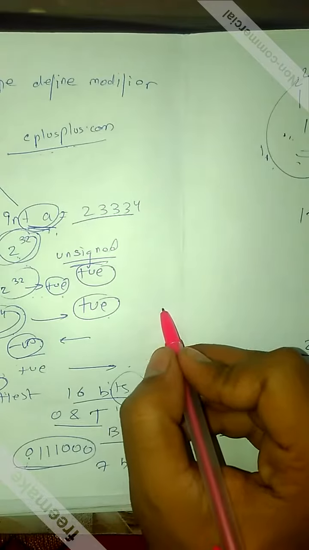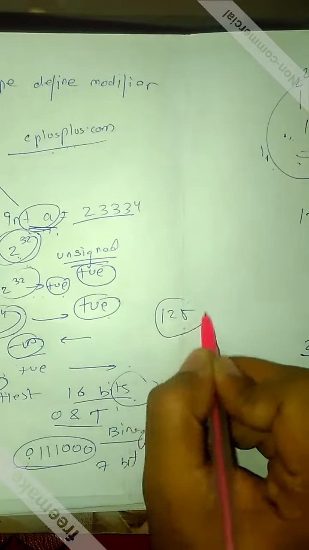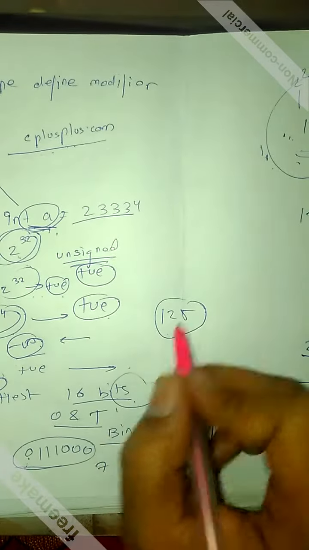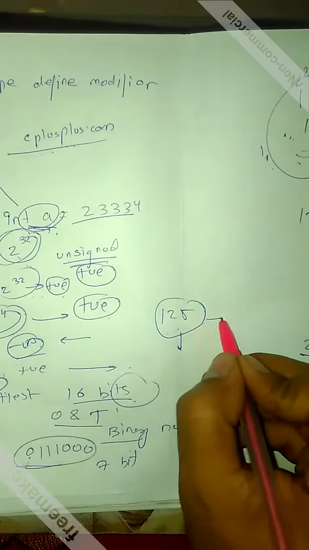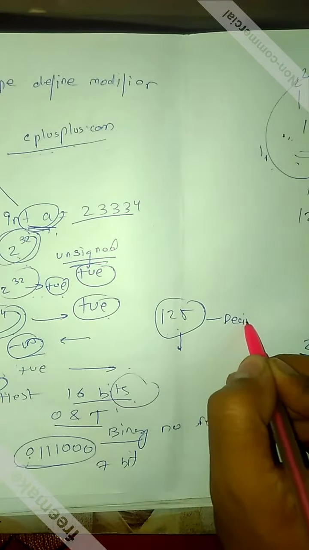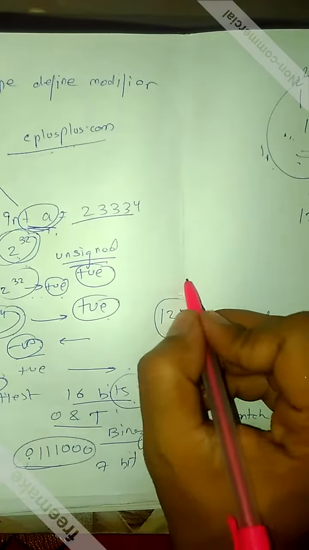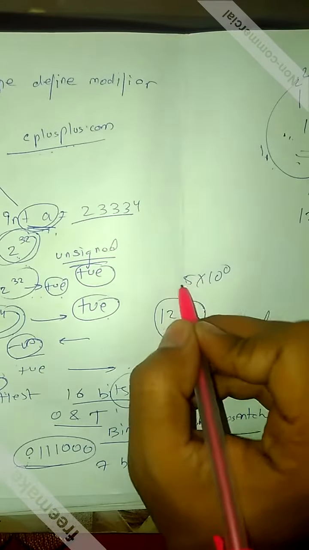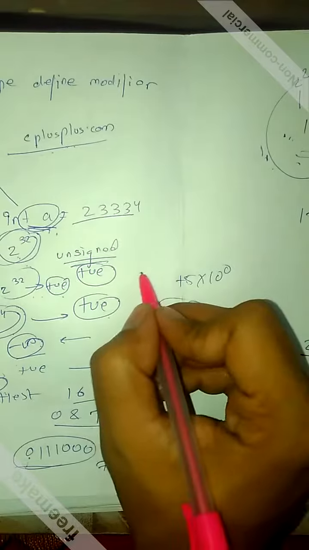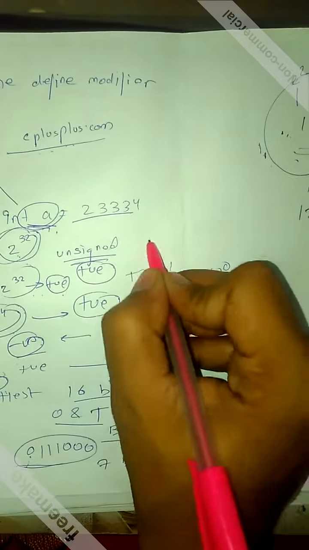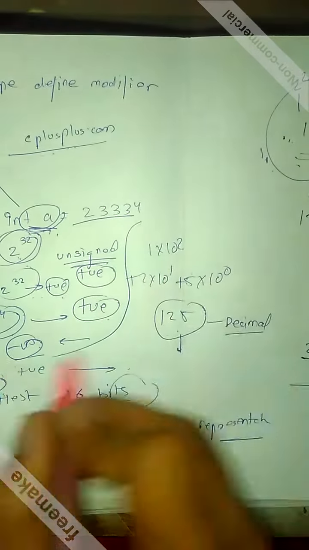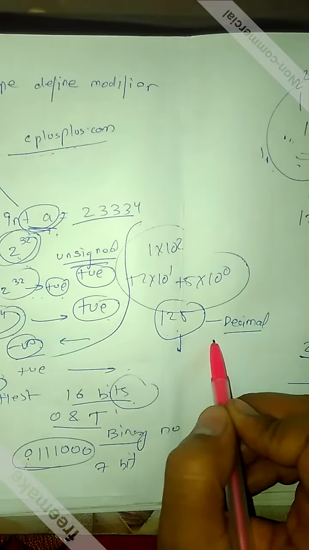For example, if I have a number say 125, then this is a decimal number, correct, because it is in base 10. How is it base 10? It is 5 into 10 power 0 plus 2 into 10 power 1 plus 1 into 10 power 2. So it is a decimal number.